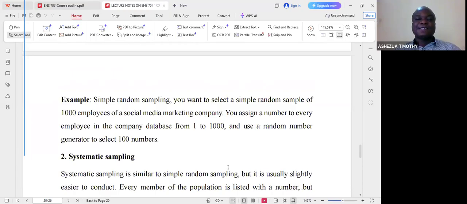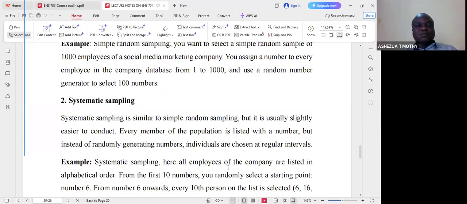Now, as an example of simple random sampling, you want to select a simple random sample of 100 employees of a social media marketing company. You assign a number to every employee in the company database from 1 to 1,000 and use a random number generator to select 100. Write a simple computer program to generate these 100 persons out of the 1,000 in the company.